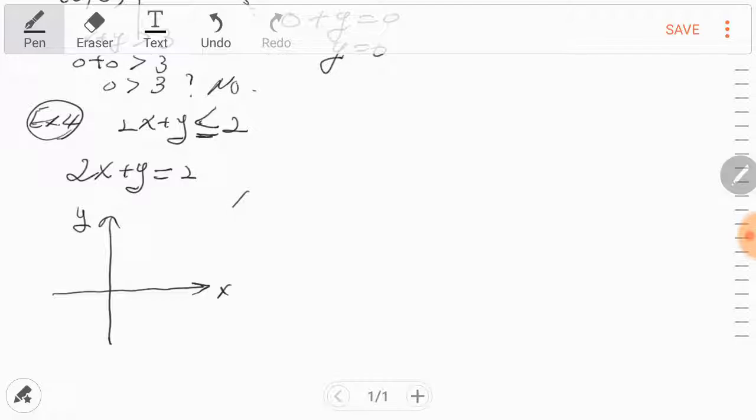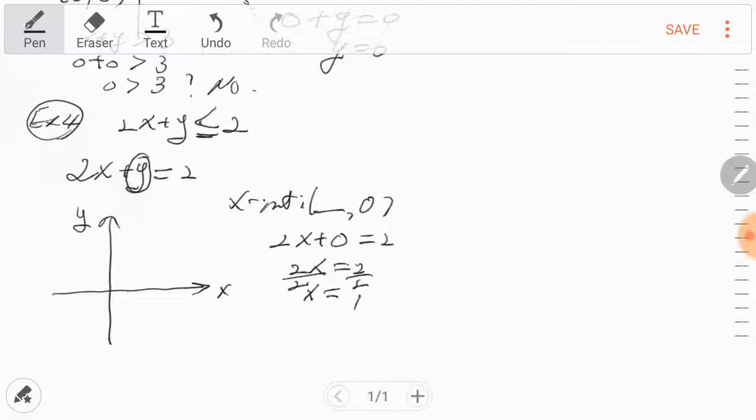Okay, x-intercept. How do you find the x-intercept again? Set the y value to 0. So let me set this one equal to 0, then x equals... let me write it down here. 2x plus 0 is equal to 2. Then 2x equals 2. Divide each side by 2, then x equals 1. So the x-intercept is (1, 0). x equals 1, y equals 0.